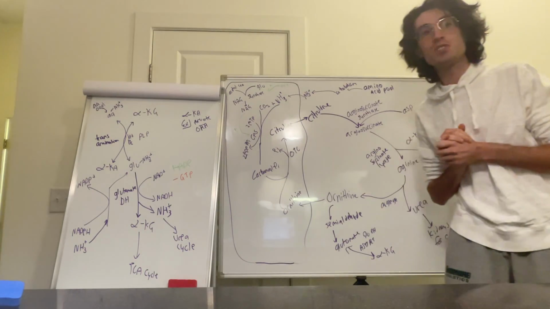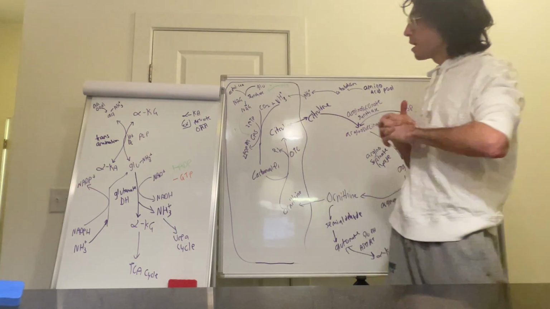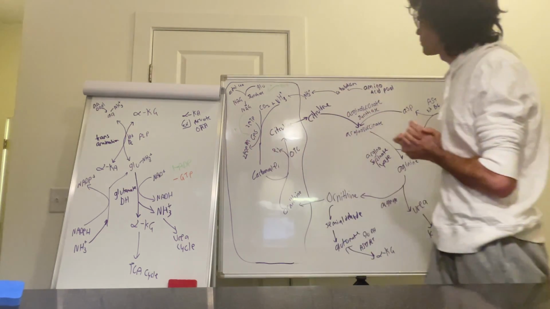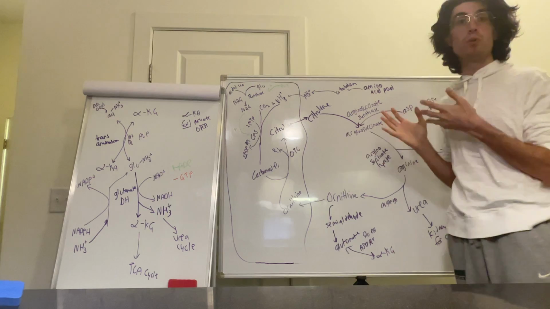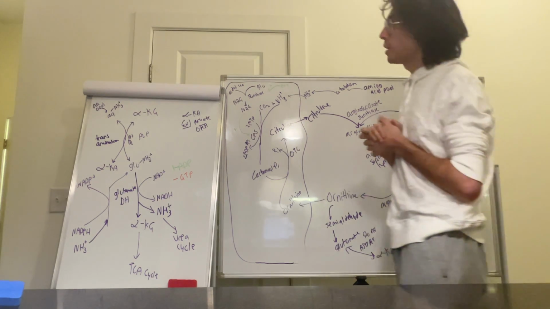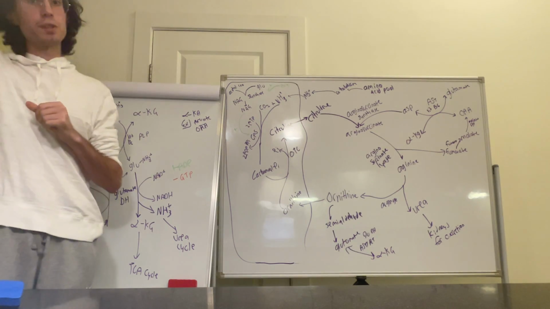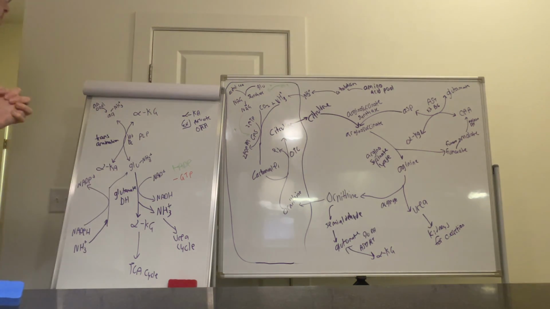Hi, so I thought I would just do a video on the urea cycle, and then we're going to talk about protein degradation, or specifically the amino acid pool being broken down. So I'll just start here. Obviously the amino acids can be synthesized or they can come from the diet, and eventually they do need to be broken down via catabolism.